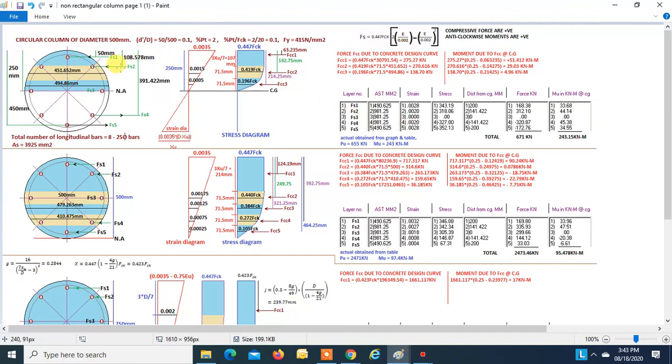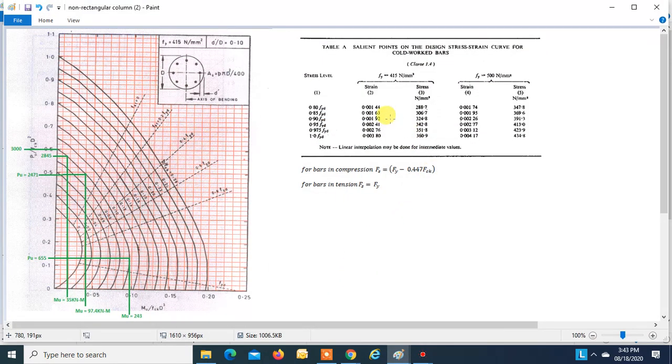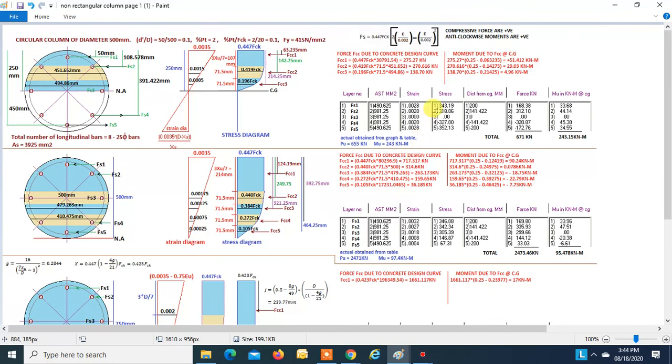Similarly, find Fs2. Find the strain. If the strain turns out to be 0.002, once you know the strain, 0.002 falls between these two values, find the stress. As the steel is in compression, you will use this formula for finding Fs, right? So the final Fs is found to be 320.06. Stress into area of this steel layer will give you the force.